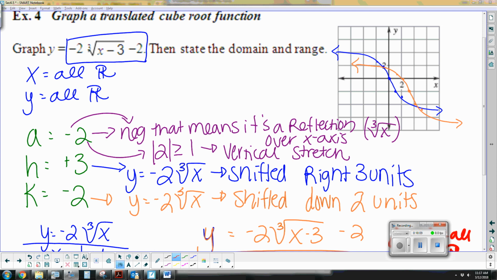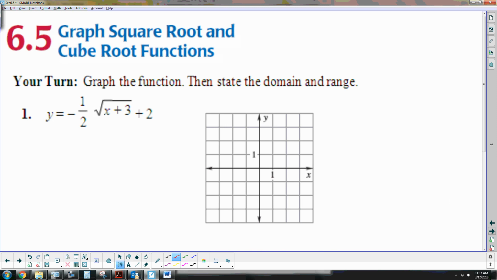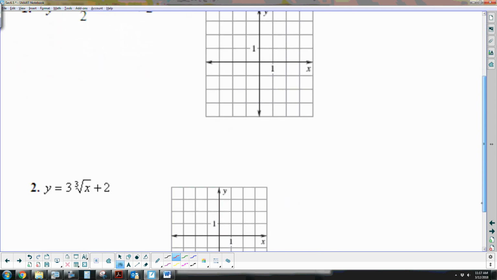It's continuing. Y continues to go positive and negative. X continues to go positive and negative. Any real number works as a solution for this graph. All right, there's a couple more problems on your note sheets. Try these ones on your own.